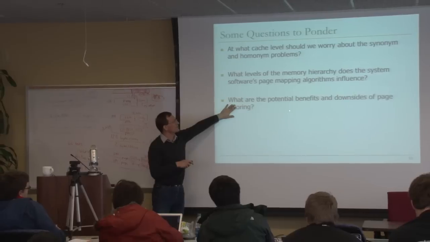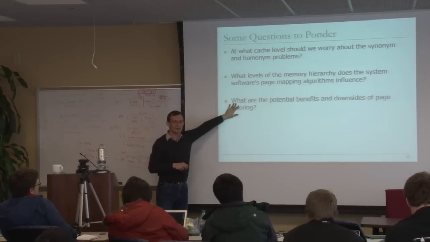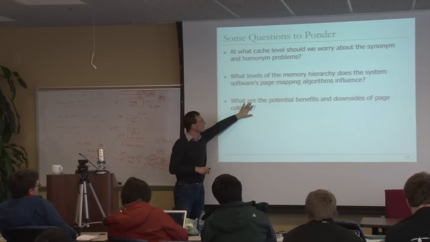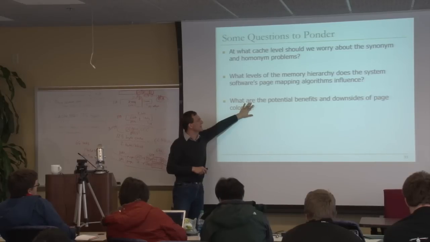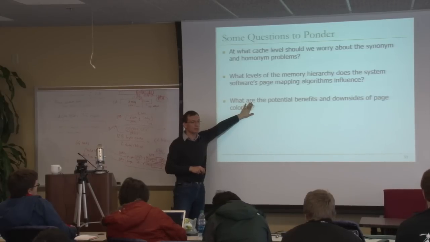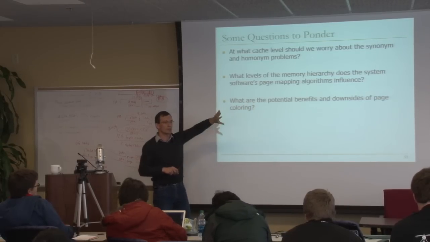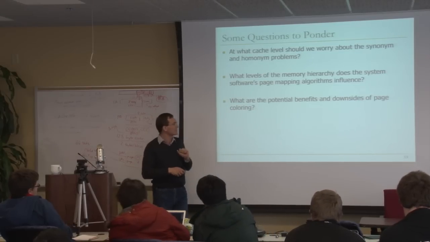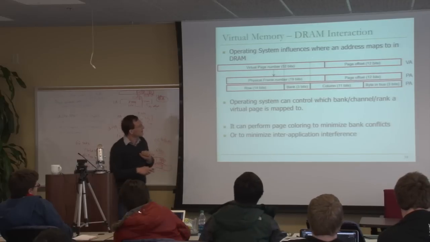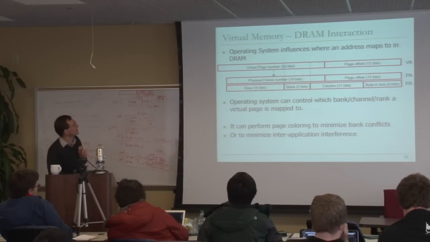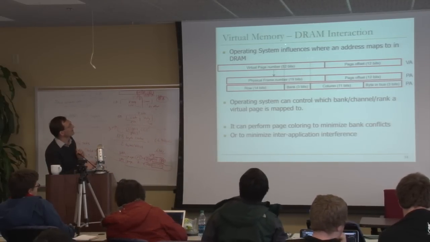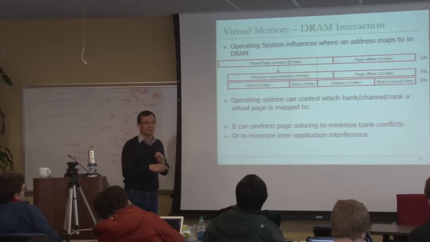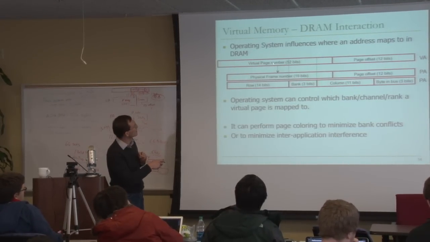What are the potential benefits and downsides of page coloring? I think you should think about this. We are restricting the physical frames that can be mapped to a particular virtual page. Or in other words, we're restricting what physical frames this virtual page can be allocated at. And there are upsides and downsides to this. But I'll give you one example. We'll talk about this a little bit when we talk about DRAM. But the operating system actually influences where an address maps in DRAM by going through this virtual to physical translation.